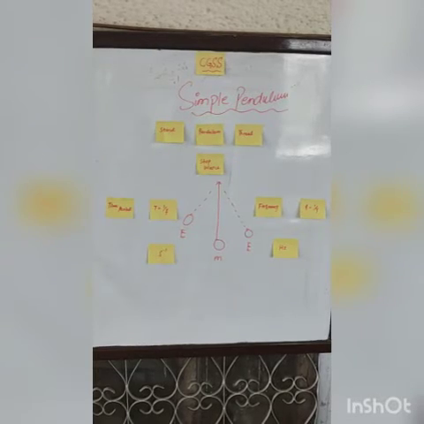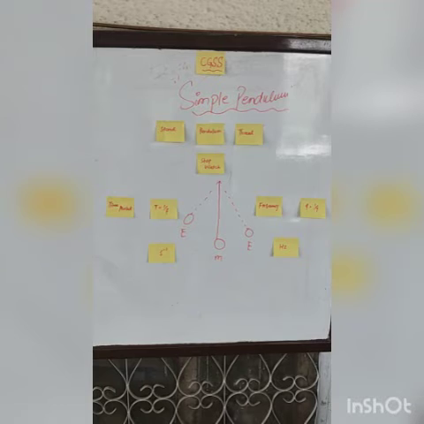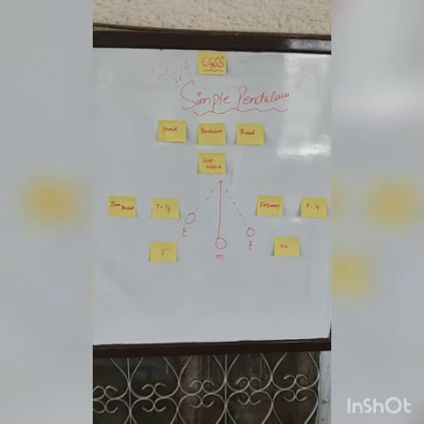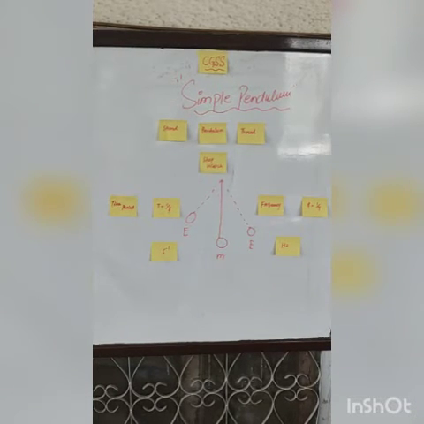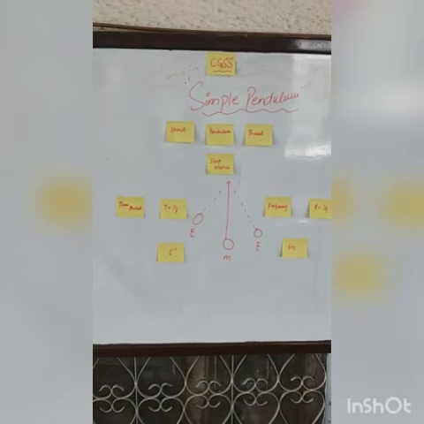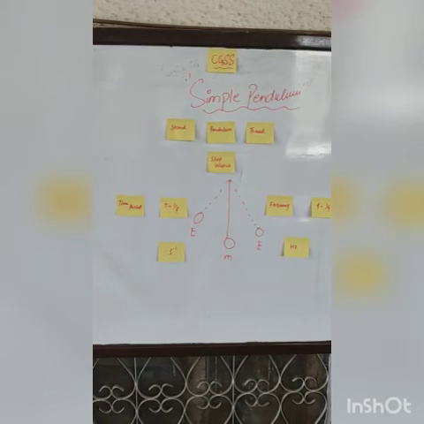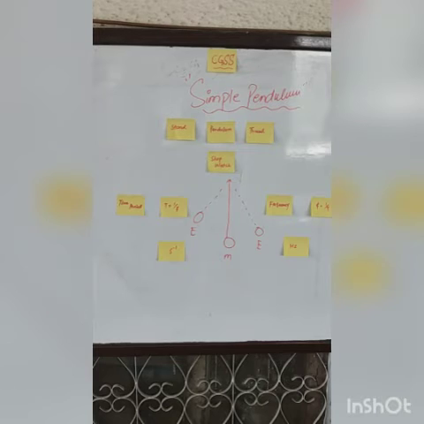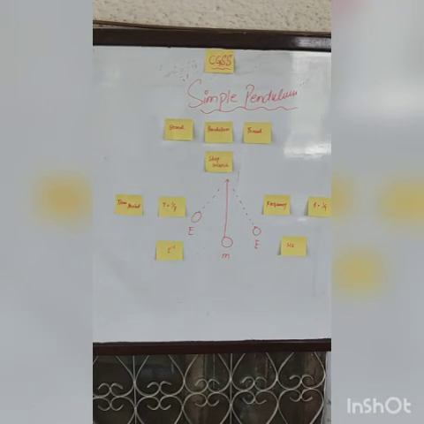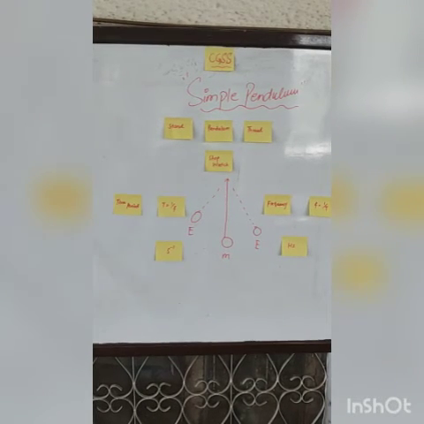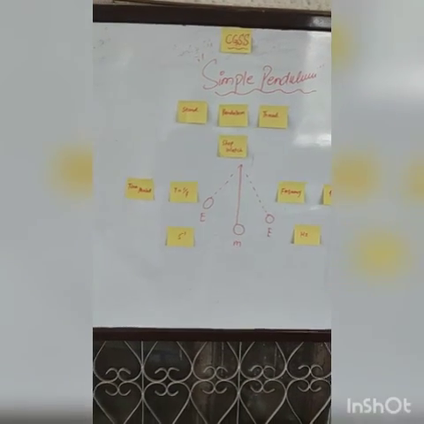And now we can summarize the whole topic. First of all, our topic is how to find the time period by using a simple pendulum. We have a stand, pendulum, thread and a stopwatch. In the center we have a diagram in which we can show the mean position and the extreme position. Center point is the mean position and the external points are the extreme positions. Then we have a time period.